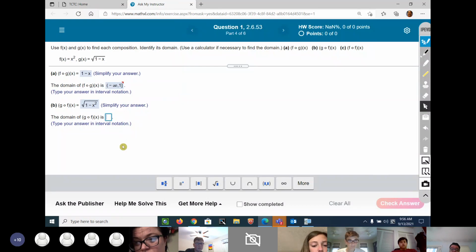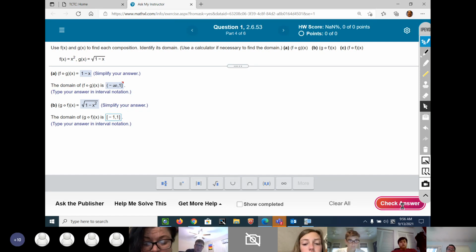-1, comma, +1. The reason you can use brackets is because you can actually take the square root of 0. The square root of 0 is 0.